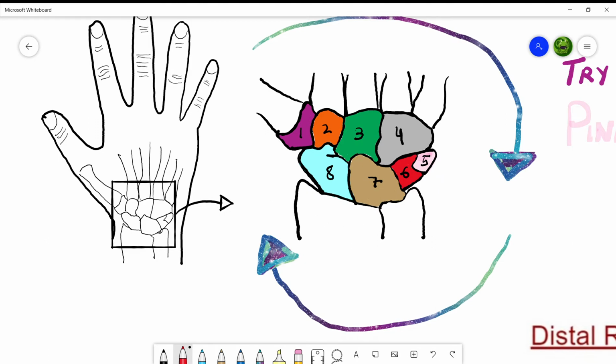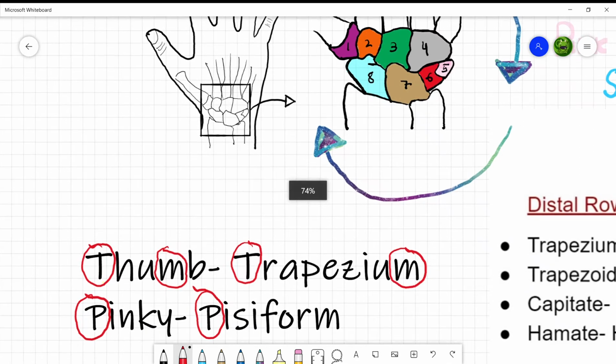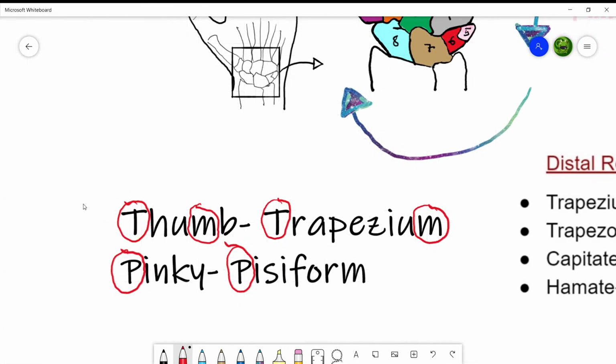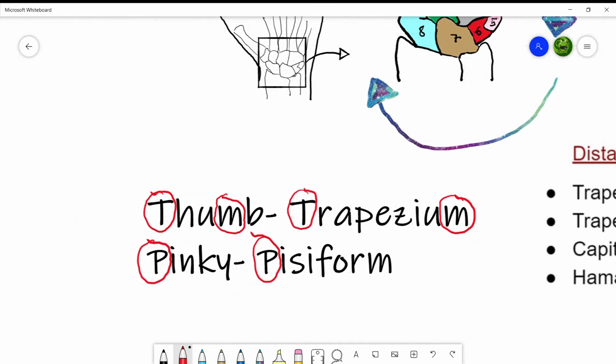So what bone is towards the distal end? In the distal row, the first bone is trapezium, right? So how do you remember that it is the first bone in the distal row? We all know that the thumb is the first digit of the hand. So that will help you remember that trapezium is the first bone in the distal row.